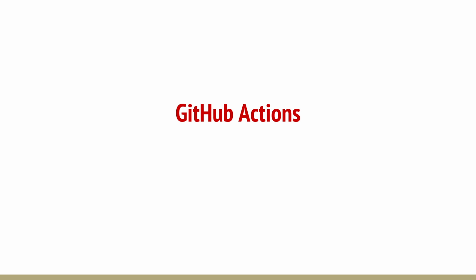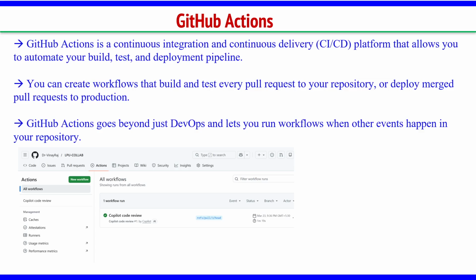Basically it's a built-in CI/CD tool inside GitHub, which can automatically help us build, run some tests, and deploy the applications. So let's understand this GitHub Actions. GitHub Actions is a continuous integration and continuous delivery platform. It's a CI/CD platform.